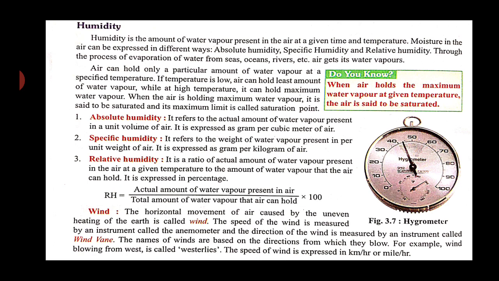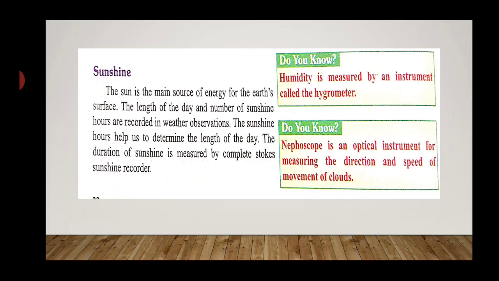The next heading is sunshine. What is sunshine? The sun is the main source of energy for the earth's surface. The length of the day and number of sunshine hours are recorded in weather observations. Now sunshine is the duration of a day in which we receive the sunshine on the surface of the earth. The sunshine hours help us to determine the length of the day.